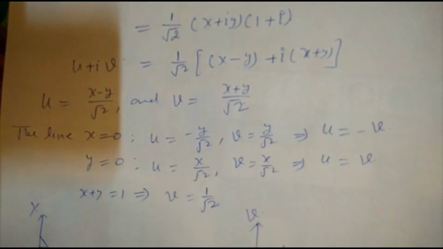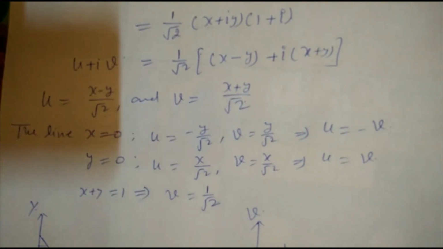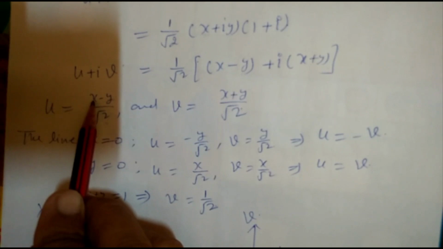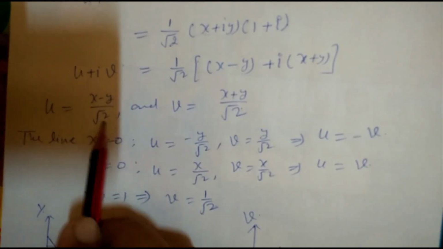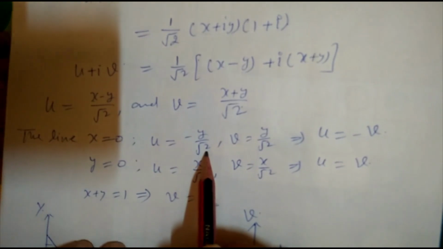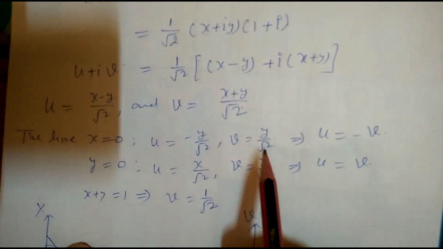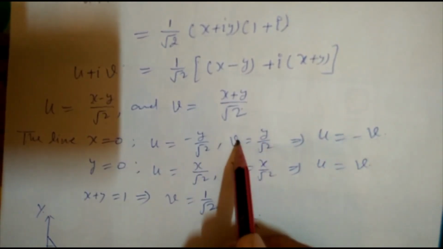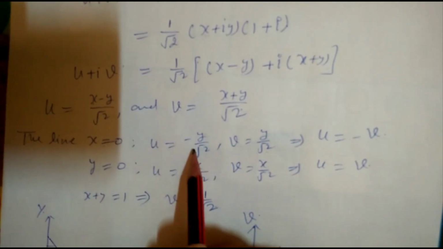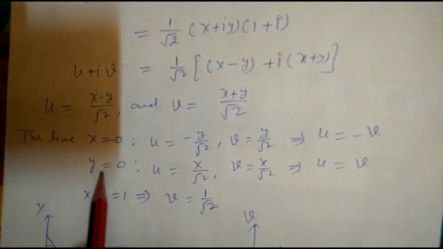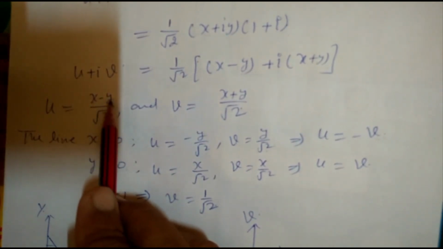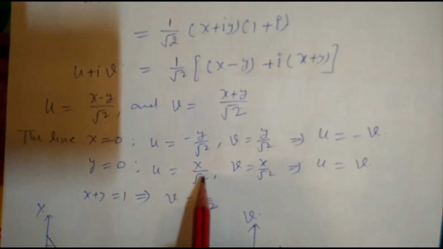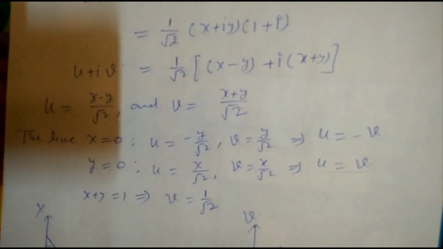So according to the triangular region in the z plane, x is equal to 0. When x is equal to 0, taking x is equal to 0 here, it is 0 minus y upon root 2, that is u is equal to minus y upon root 2, and v is equal to y upon root 2. In that case, u is equal to minus v. When the line y is equal to 0, taking y is equal to 0 here, u is equal to x upon root 2 and v is equal to x upon root 2, so both are equal, so it implies that u is equal to v.